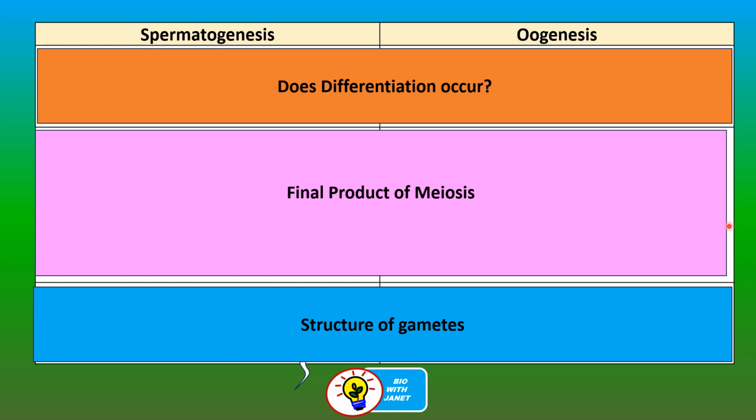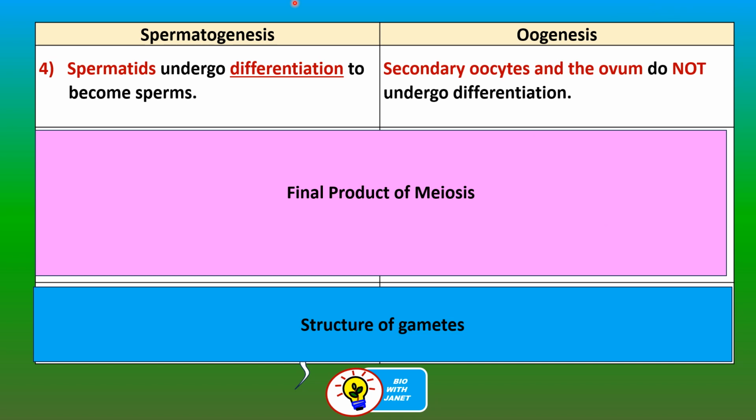So next, difference number 4. Does differentiation occur? In spermatogenesis, the spermatids formed after meiosis 2 do undergo differentiation. That means changes in the shape and structure to become sperms. So sperms will have the head, midpiece, and tail after the spermatids have undergone differentiation, in order to help them carry out their function efficiently, that is to swim towards the ovum for fertilization. Okay, that's why the spermatids undergo differentiation to become sperms.